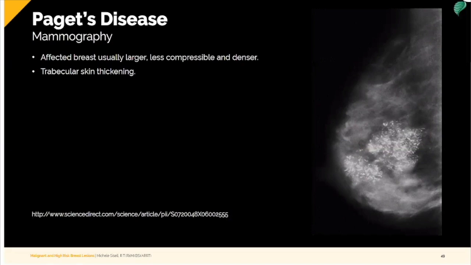Although mammographically Paget's disease can be occult, in later stages the affected breast can be larger, less compressible, and denser mammographically. It may also have trabecular skin thickening.